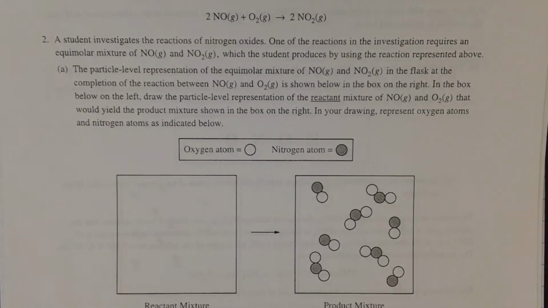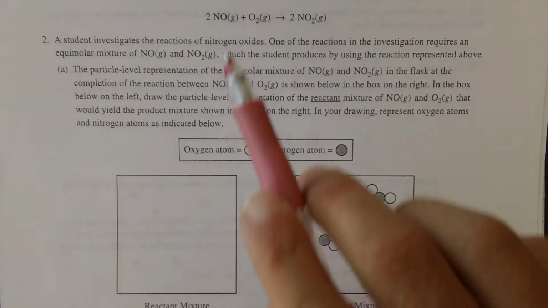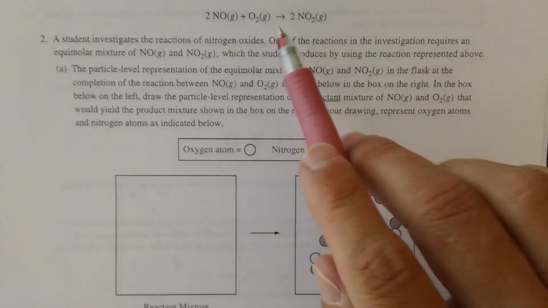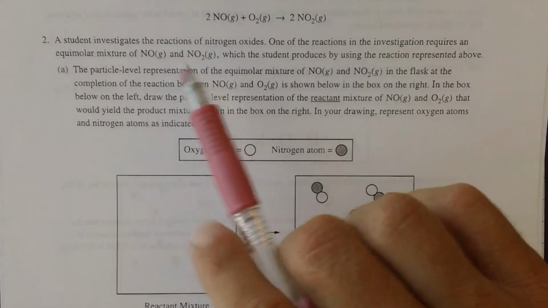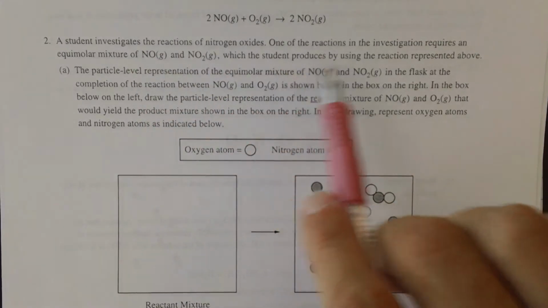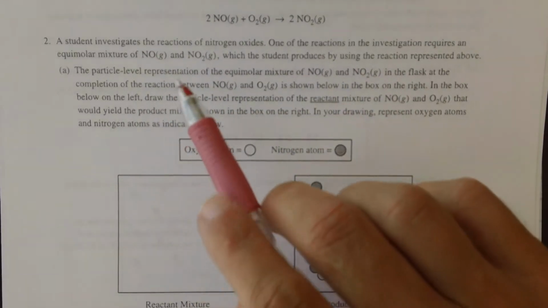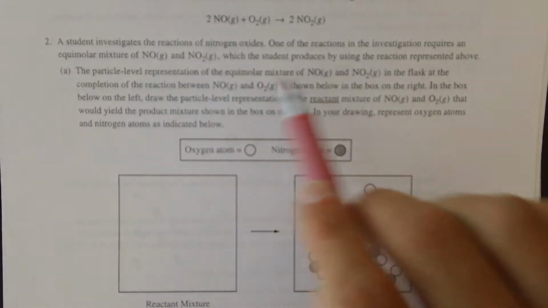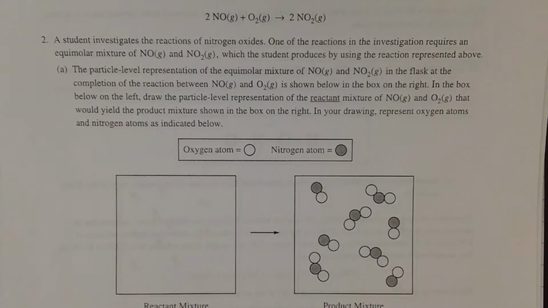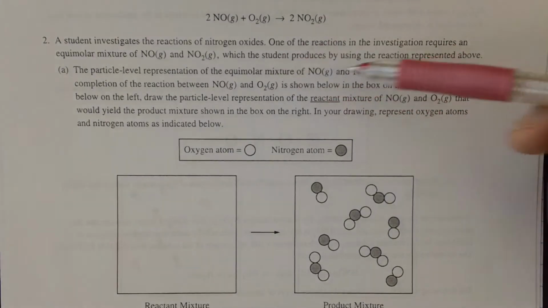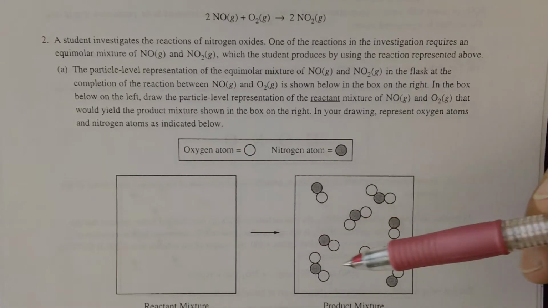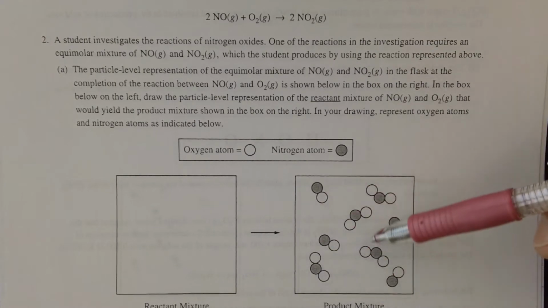Alright, this is 2018 number 2. Start with a reaction, all gases here. And we start a little particle deal. So let's see, it investigates nitrogen oxides. One of the reactions in the investigation requires equimolar amounts of these two, which the student produces by using the reaction. Alright, so it's equimolar. Particle level representation of the mixture in the flask after the reaction.